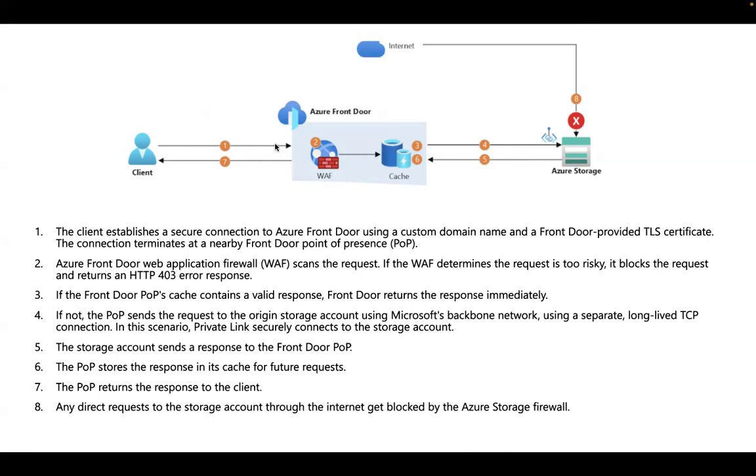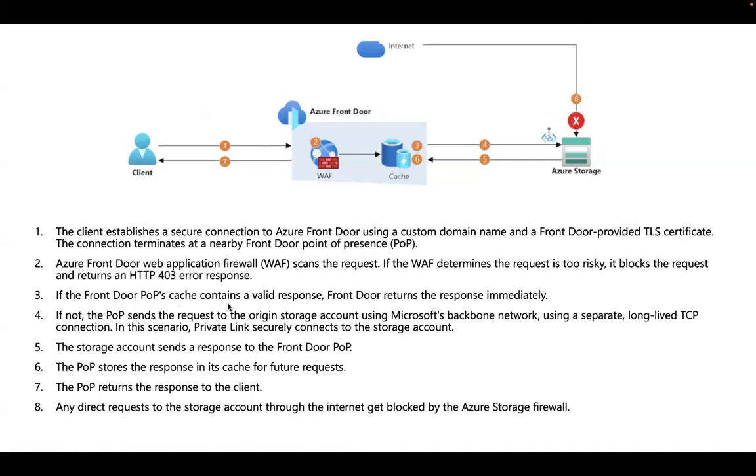So the first step, what is happening? The client establishes a secure connection to Azure Front Door using a custom domain name and a Front Door provided TLS certificate. The connection terminates at a nearby Front Door point of presence. So it is reaching out to the nearest point of presence. Azure Front Door Web Application Firewall scans the request. If the WAF determines the request is too risky, it blocks the request and returns an HTTP 403 error in response. So if the WAF determines the request is too risky, it will drop the packet right here, or else it will forward the request.